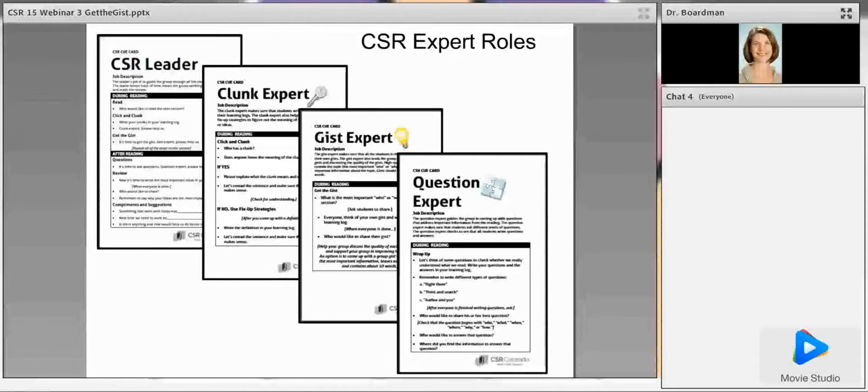But different from some of the other cooperative learning models, in CSR, everybody does all aspects of CSR, and the role expert just guides or facilitates that particular strategy. So I want to make sure you note that. In some models, for example, there's one person who's in charge of vocabulary, maybe identifying the words and figuring out the definitions and sharing them with the group. Here, everybody does all the work, but the facilitators for each role at each time in CSR are the ones who take the lead of making sure that aspect happens.